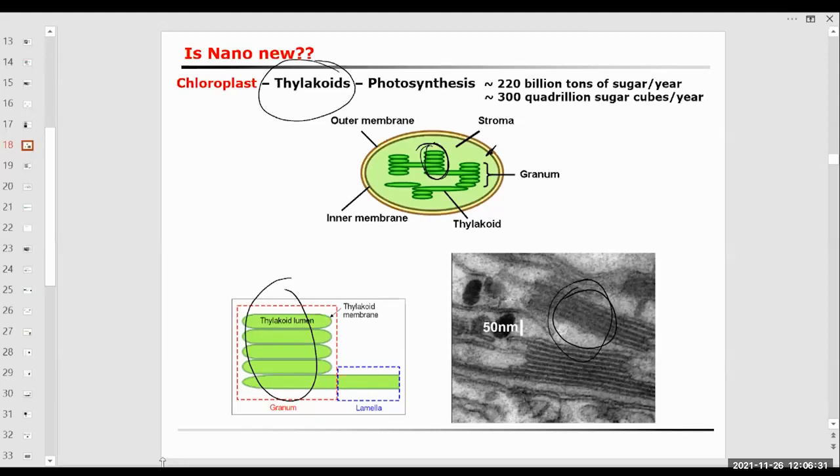Why is it important for humans? Through photosynthesis, all the plants together on the planet produce about 300 quadrillion. Quadrillion is 10 power 15. Okay, 300 multiplied by 10 power 20 sugar cubes per year. So imagine, sugar is food, energy. So imagine replicating at least 1% of photosynthesis artificially. Scientists are working on it, but still there is no big success in artificial photosynthesis. Okay, and if we can replicate this, we can solve the food problem in the world.